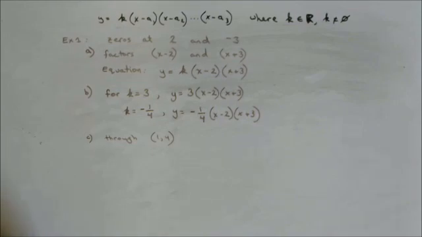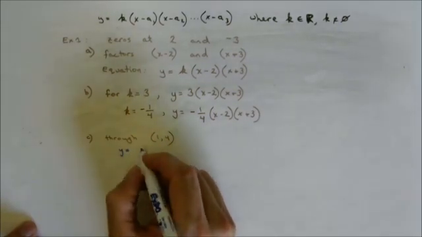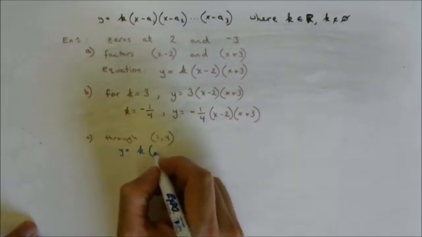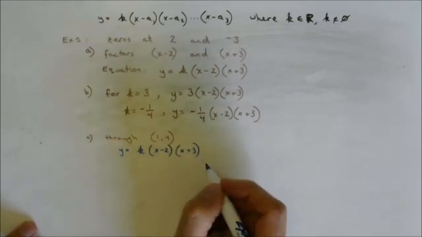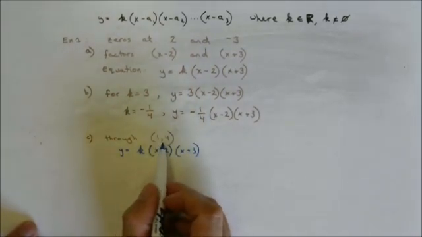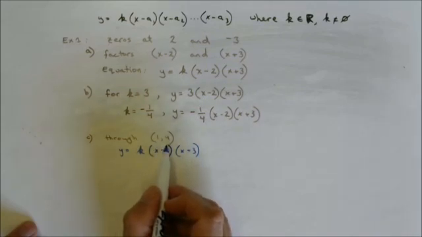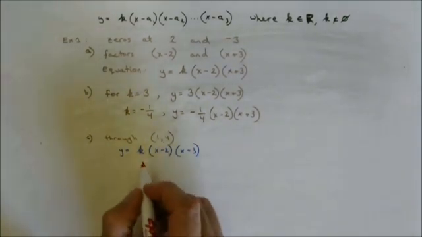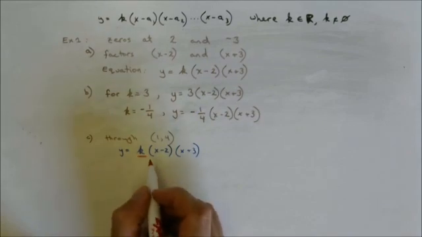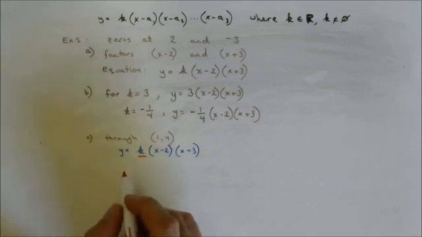What do we do? Well, we take our function, our family, which is y equals k(x - 2)(x + 3), and we know that the point (1, 4) is on the curve, which means the coordinates x equals 1, y equals 4 will satisfy the equation. Hopefully you are familiar with that language still. So all we need to do to find k is sub in the coordinates that satisfy the equation.